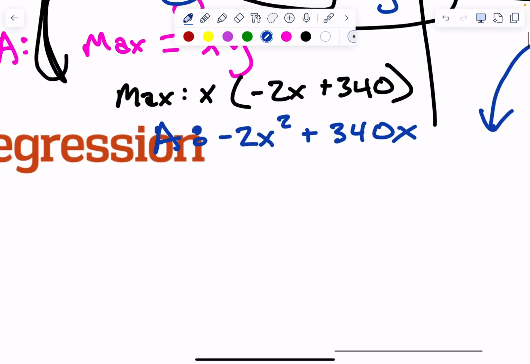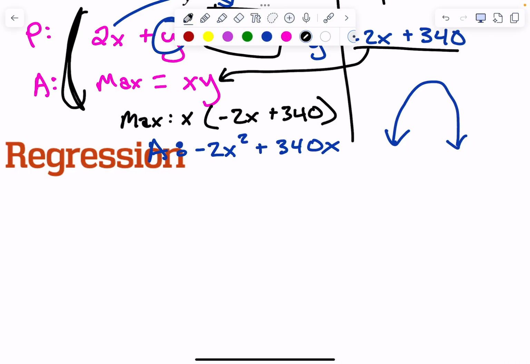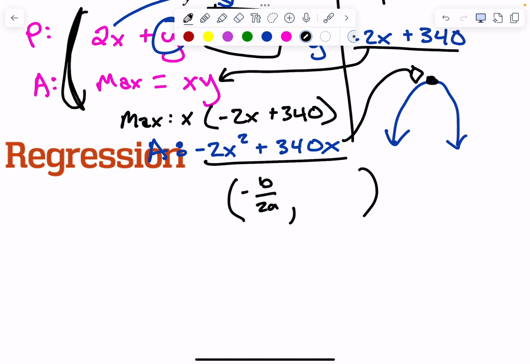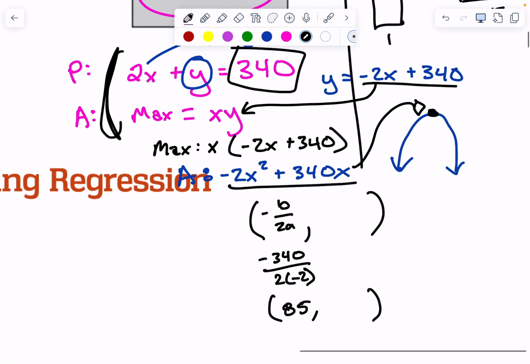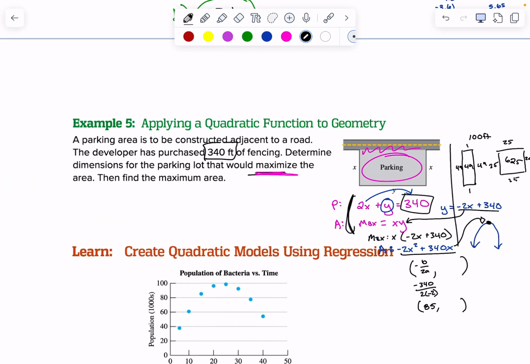I have to find the vertex. So I want to find the maximum. Maximum is the vertex, right? How do I find the vertex? Negative b over 2a, right? So what is b here? 340. So negative 340 over 2 times negative 2. The negatives are going to cancel, so 340 divided by 4. So it's 85. Okay, 85 comma something, right? That's the x coordinate of the vertex.